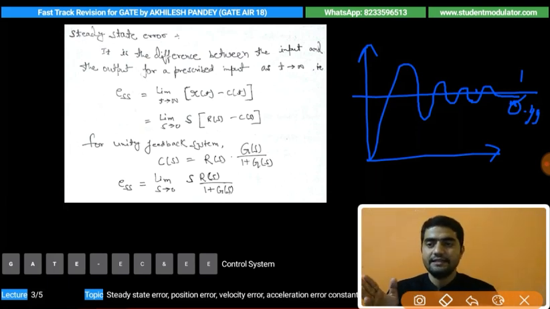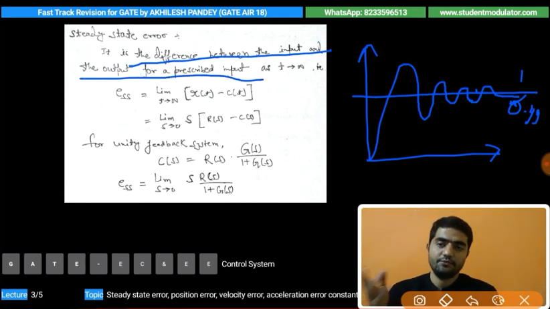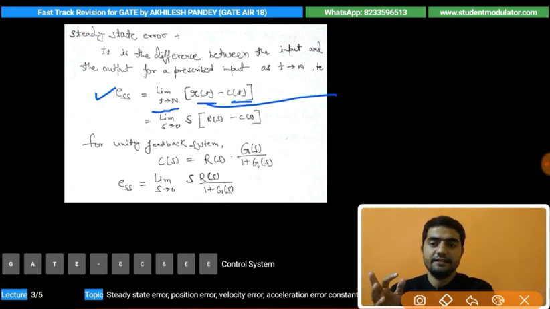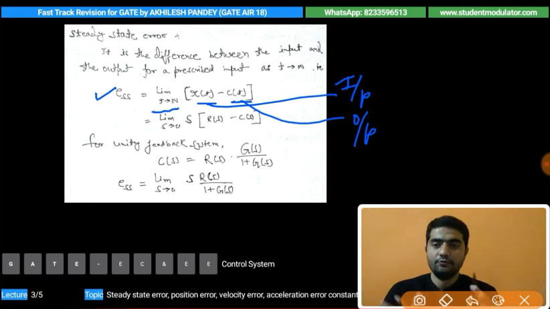So this way we can define the steady state error as the difference between the input and the output for a prescribed input as t tends to infinity. So time will be taken as infinity and the difference between the input and the output will be taken, that will give the steady state error. And mathematically how we can define it? So mathematically we have defined ESS represents steady state error, and it is limit t tends to infinity, r(t) minus c(t). r(t) is basically the reference input, this is input, and c(t) is the controlled output, this is output. So the difference between input and output taken at t tends to infinity, that will give steady state error.